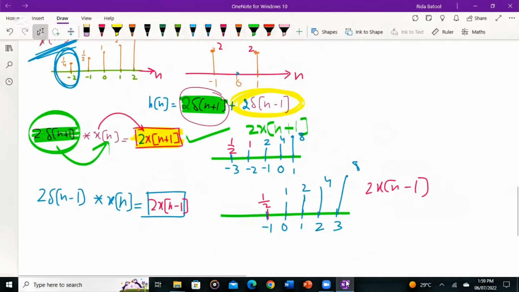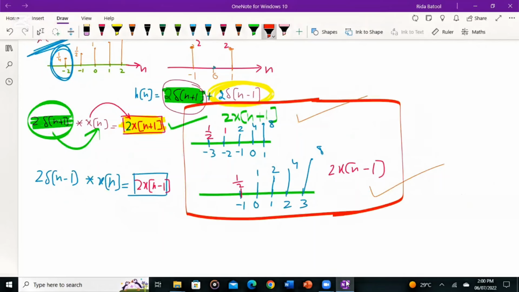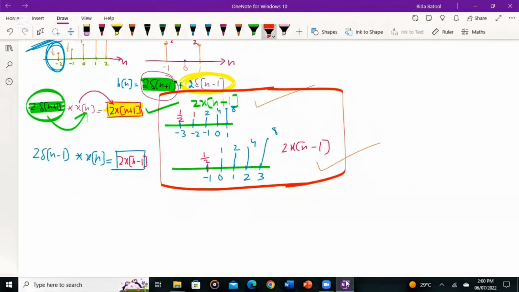Look, this is a two-step solution. This is the first step, and this is the second step. Now, Ali, add these two to get the final output. To get the final output y of n, what you have to do? You have to add.